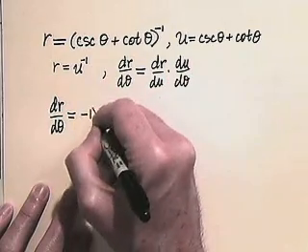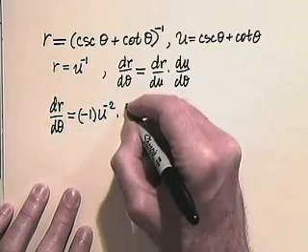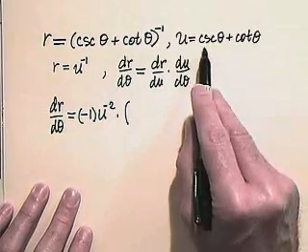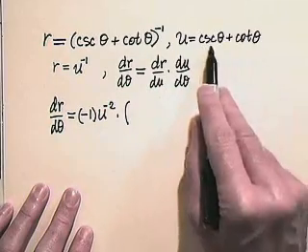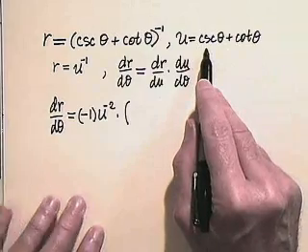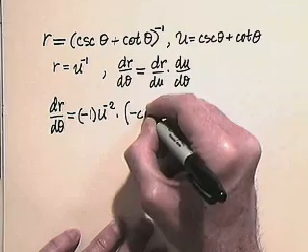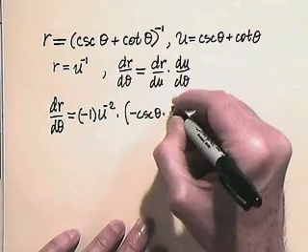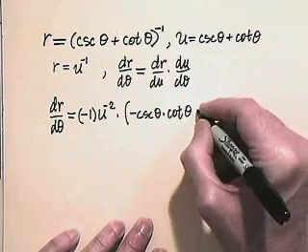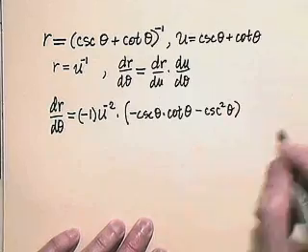So we have negative 1 times u raised to the negative 2 power. And then for our second factor here, du d theta, we just use our rules for differentiating the trig functions to differentiate u with respect to theta. Now recall the derivative of cosecant theta is negative cosecant theta multiplied by cotangent theta, whereas the derivative of cotangent theta is negative cosecant square theta.